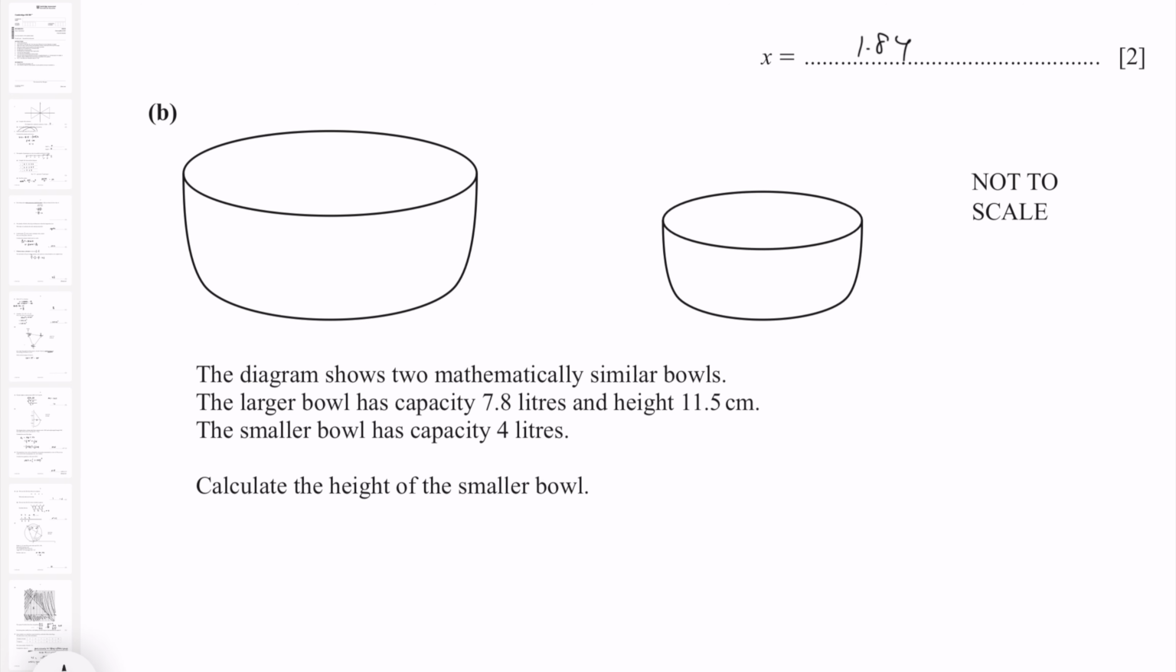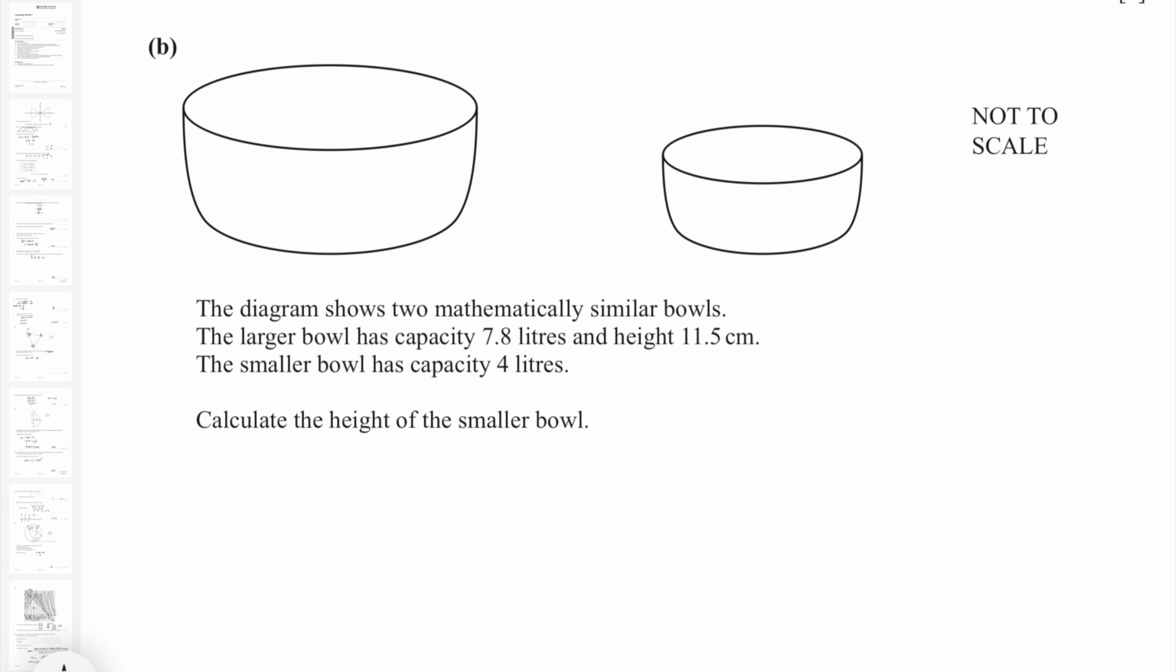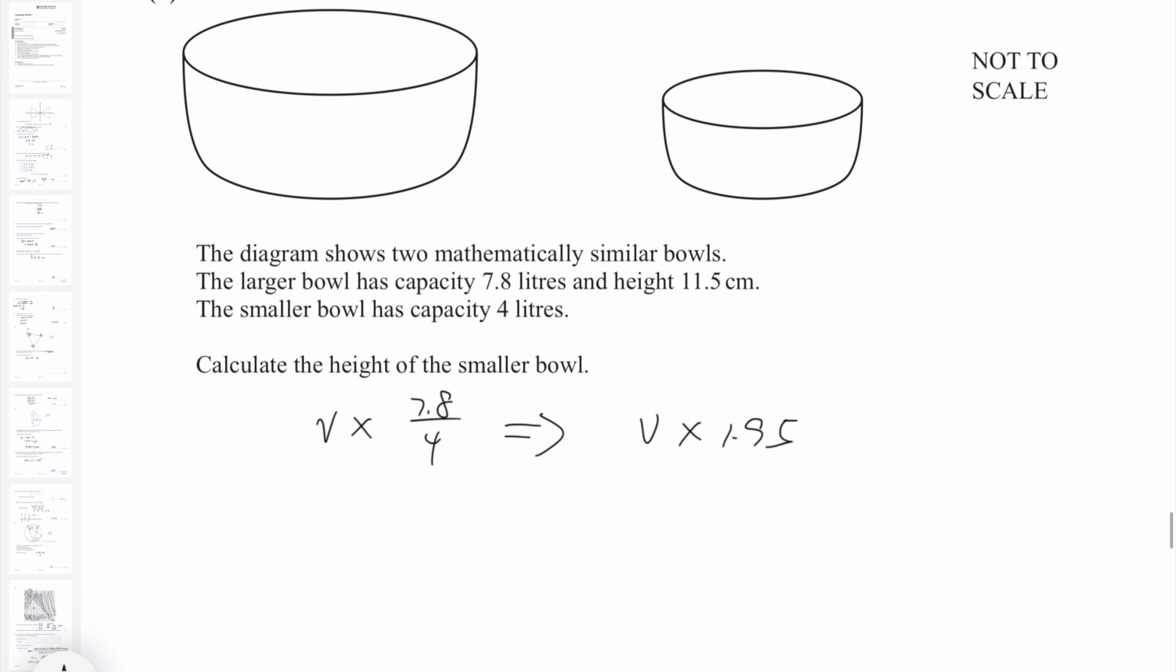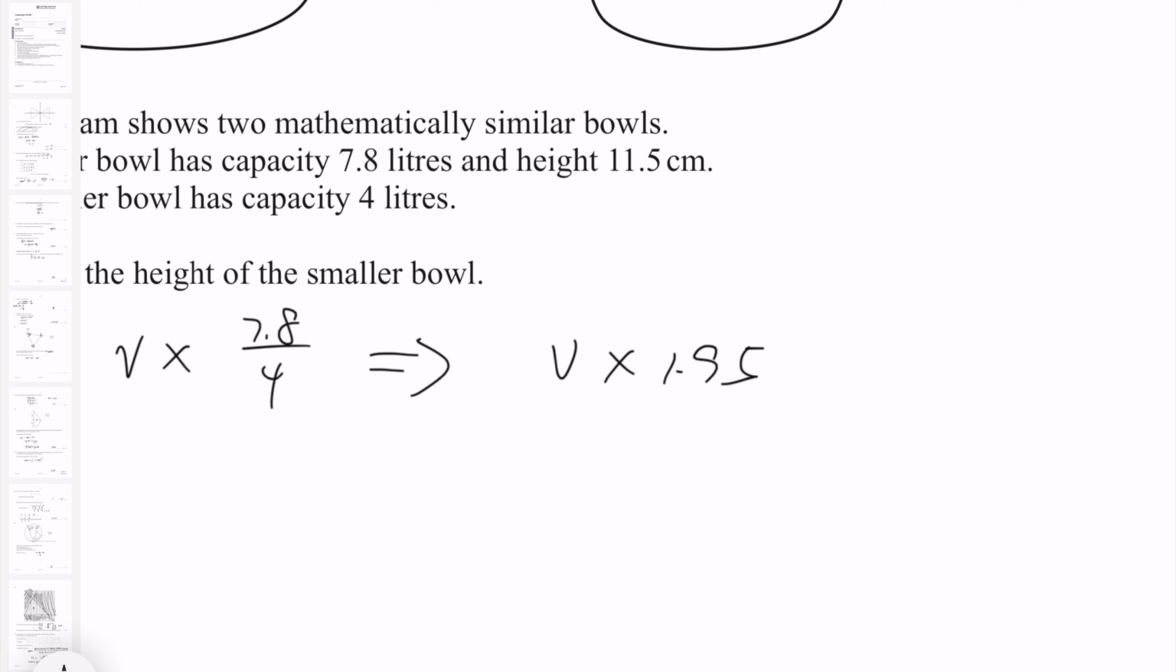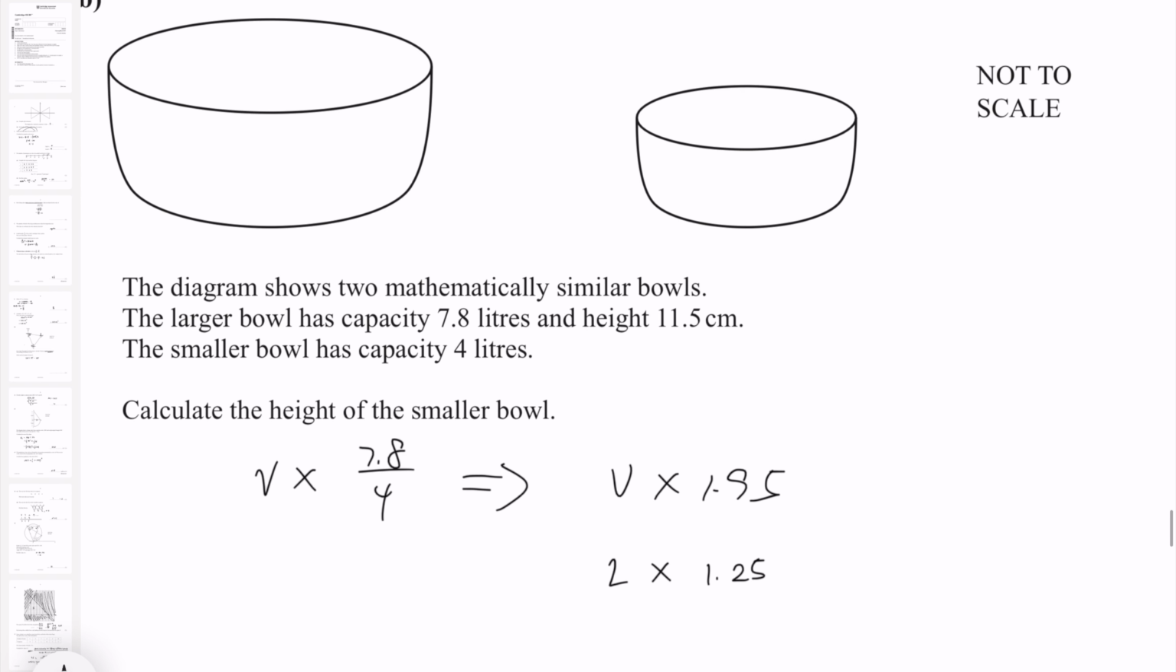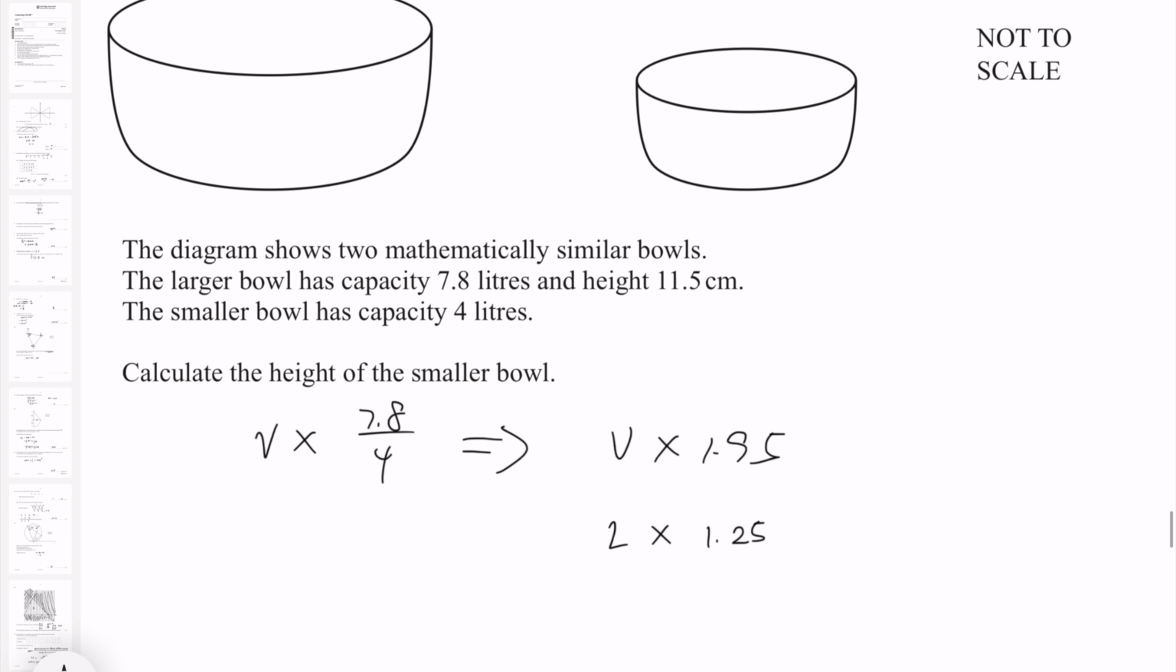The diagram shows two mathematically similar bowls. The larger bowl has that capacity and the height is that. Smaller bowl has capacity. Okay, let's figure out the capacity. The volume will times 7.8 divided by 4, which is 1.95. Basically, volume times 1.95. And we want to find the height. So I'm going to cube root that number. So the length will times 1.25. That's how much the length will have to times, or divide depending on what you want.